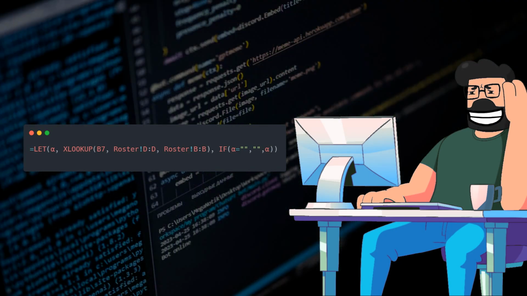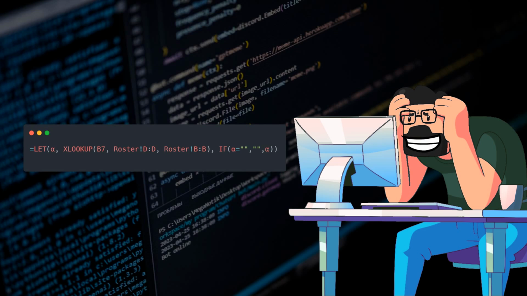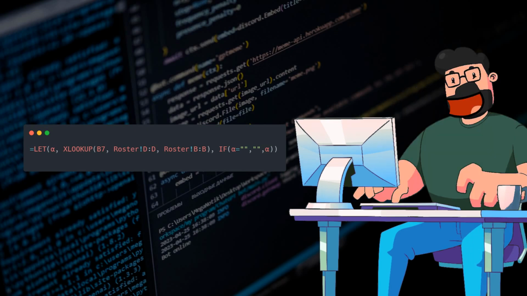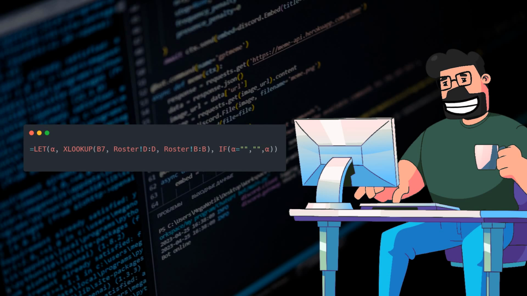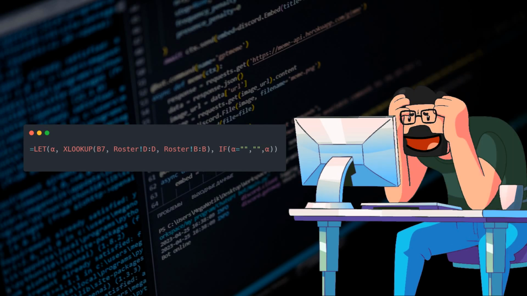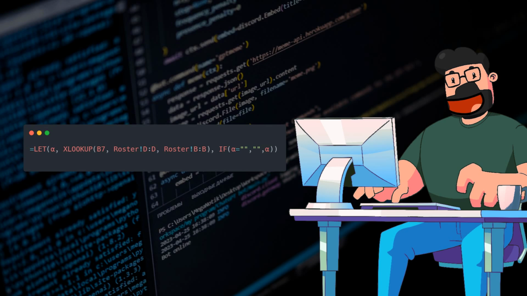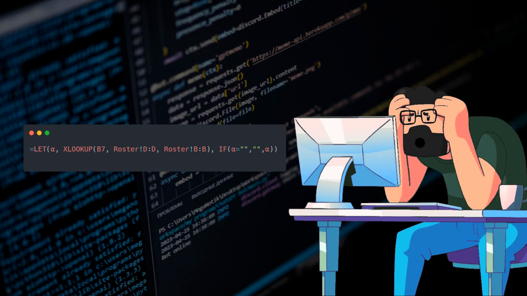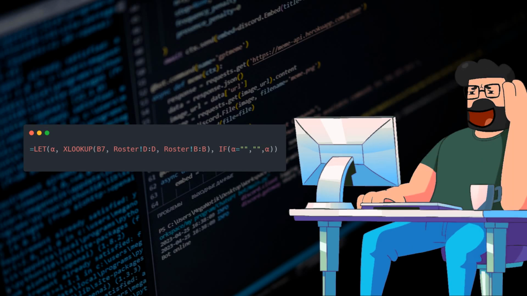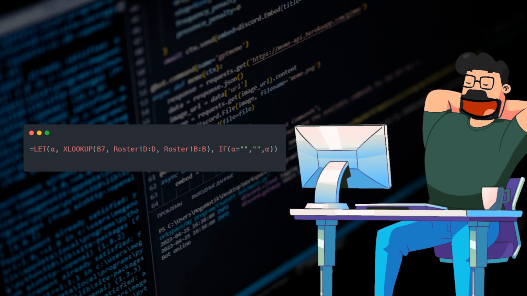Moving onward with the solution, another approach involves a nifty function called LET. By using a formula like =LET(alpha, XLOOKUP(B7, Roster!D:D, Roster!B:B), IF(alpha="", "", alpha)), we can further refine the process of getting a blank output when needed. This method adds an extra layer of control to ensure that our results meet our expectations.